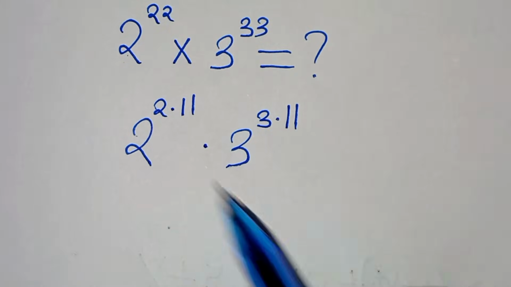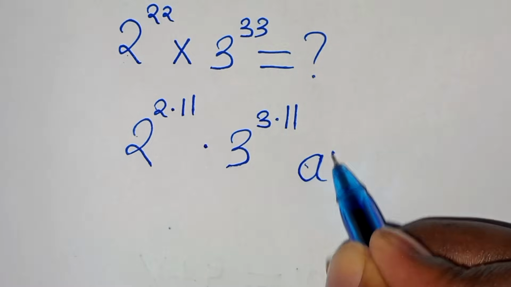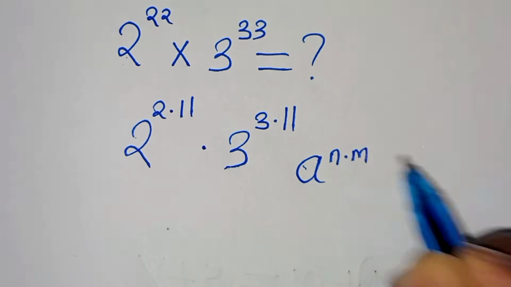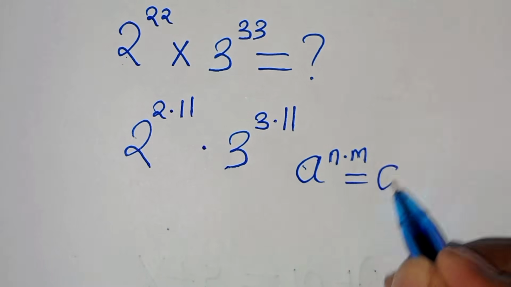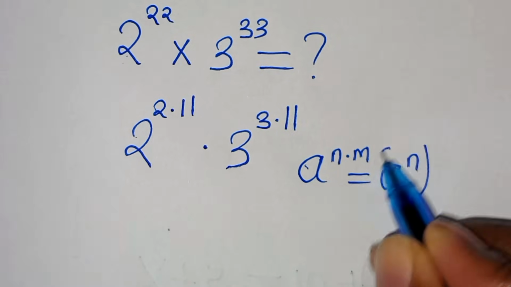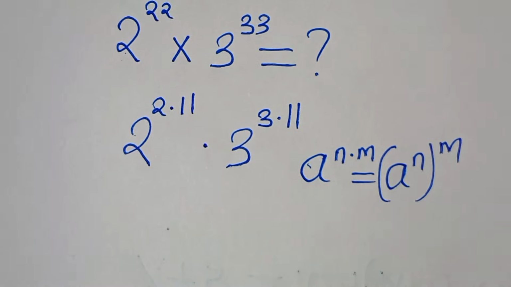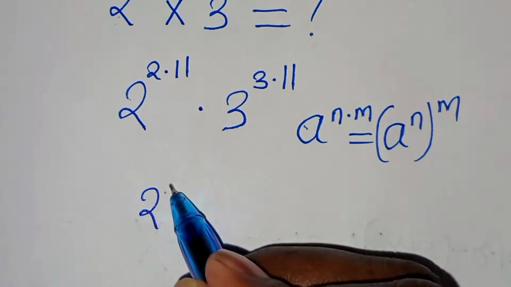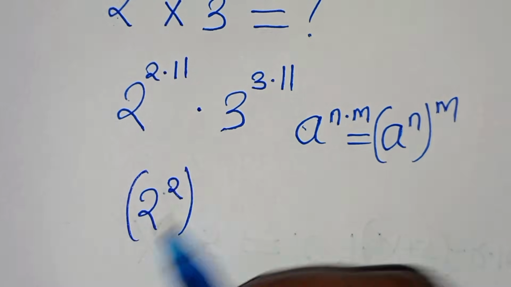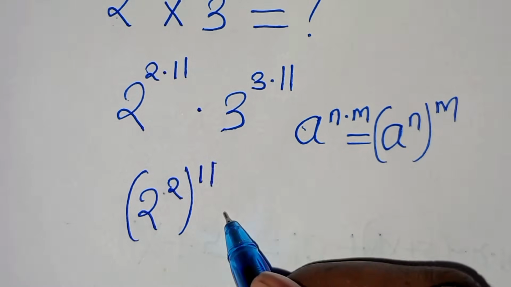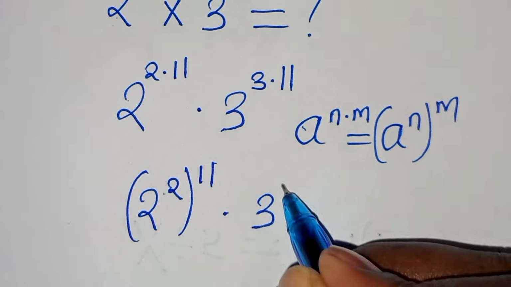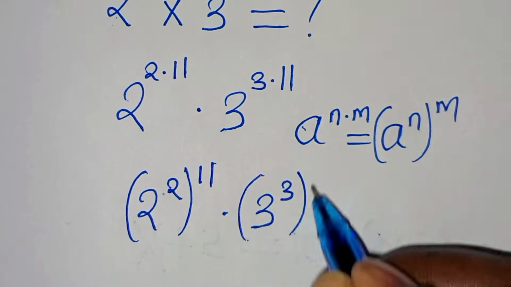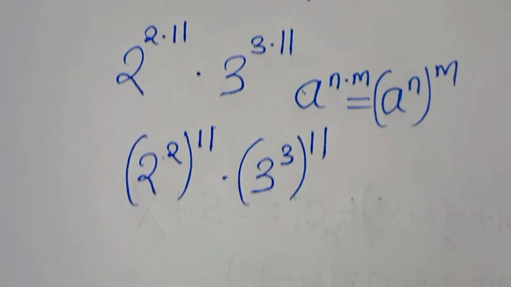So this is in the form of a^(n×m), which we can express as (a^n)^m. So applying this property, we have (2^2)^11, then multiplied by (3^3)^11.